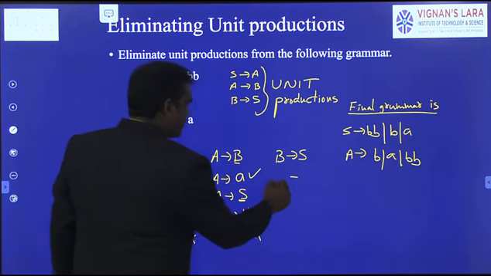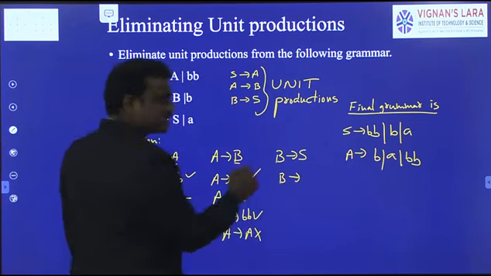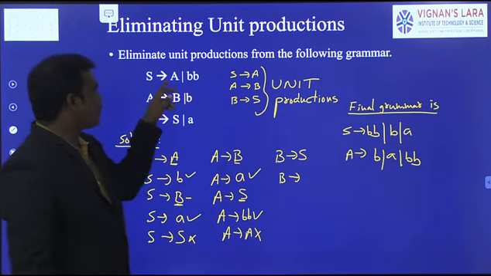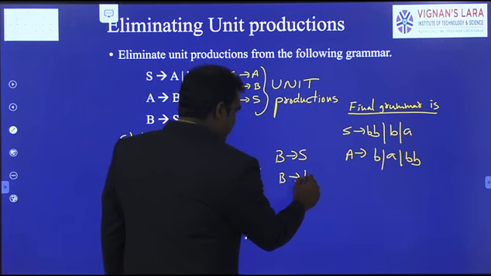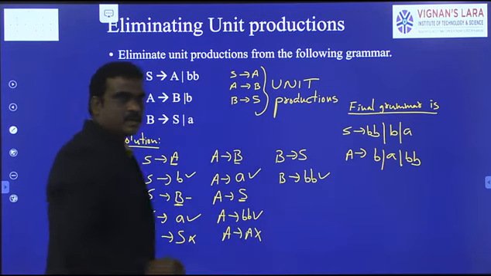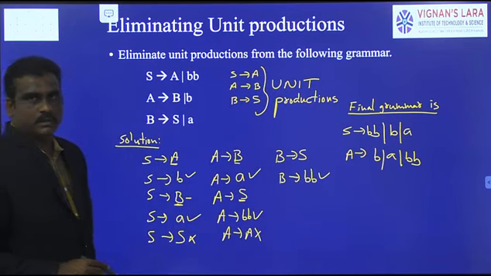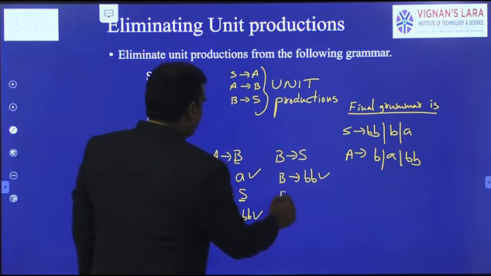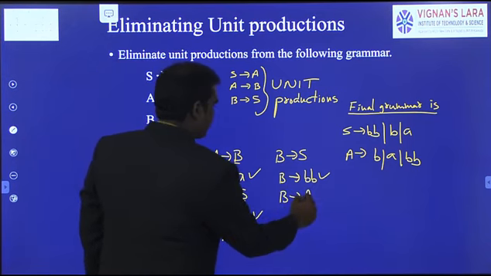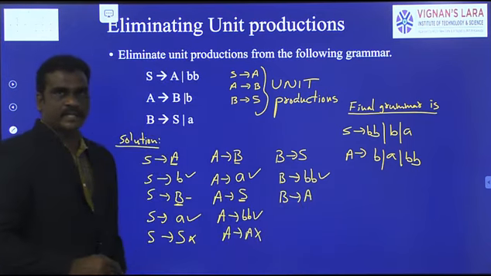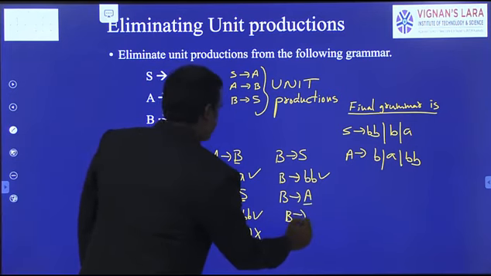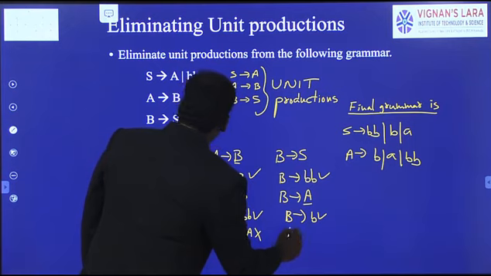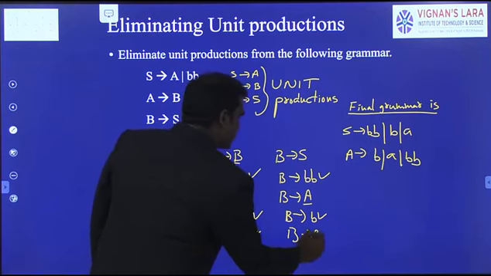So here B→2, yes, means one is capital A and the second one is BB. Start with BB. It is not a unit production. Next one, B→A. Again it is a unit production. Again A is replaced with A's productions. One is B, correct, and the second one is B. It is a trivial condition.